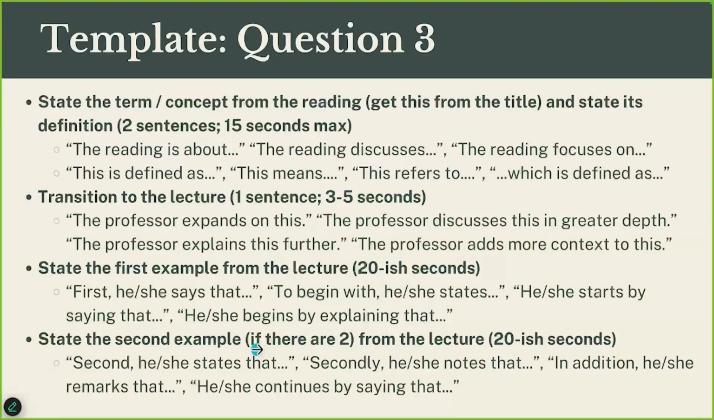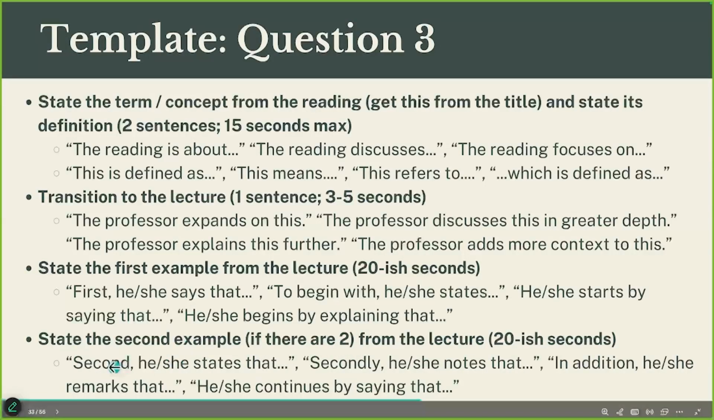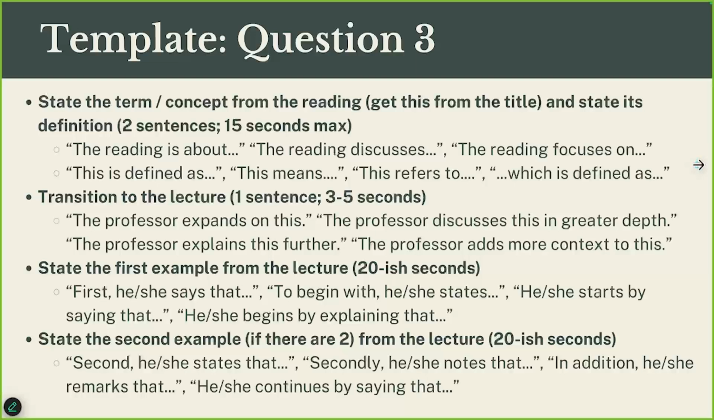State the second example, if there were 2, and there probably will be, in about 20 seconds. Second, he states that, she continues by saying that, the second example, and then a supporting detail or 2, depending on how much time you have.